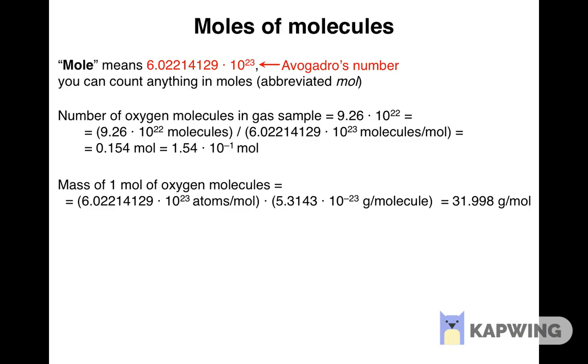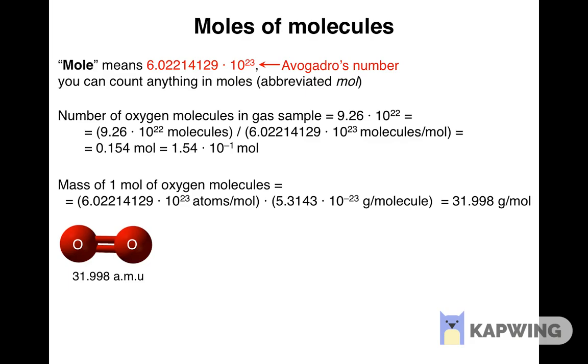We can check that this is true for the oxygen molecule by multiplying the number of molecules in 1 mole, Avogadro's number, by the mass of one oxygen molecule in grams that we just found. When we multiply these two numbers, we get 31.998 grams per mole. So if one oxygen molecule has a mass of 31.998 atomic mass units, then 1 mole of oxygen molecules has a mass of 31.998 grams.